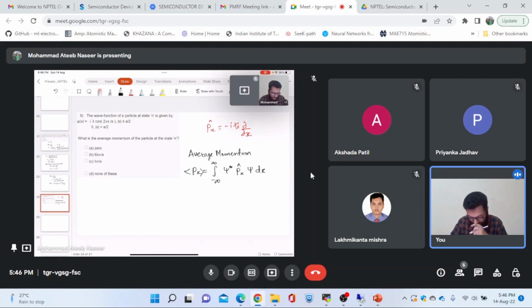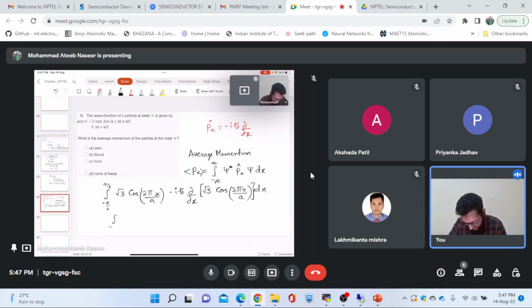So now let us put the value for this psi star. We know this only lies between minus a by 2 to plus a by 2, and psi star is root 3 cos of 2 pi x by a, into minus i h bar d by dx of this psi. Psi is simply root 3 cos of 2 pi x by a, dx. So we are required to differentiate this first.